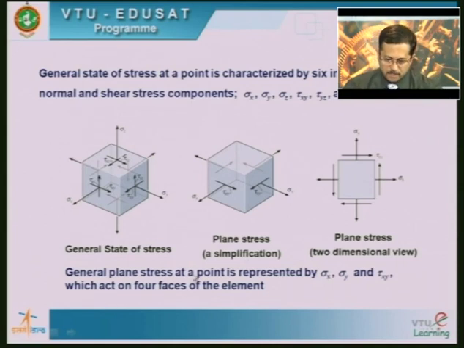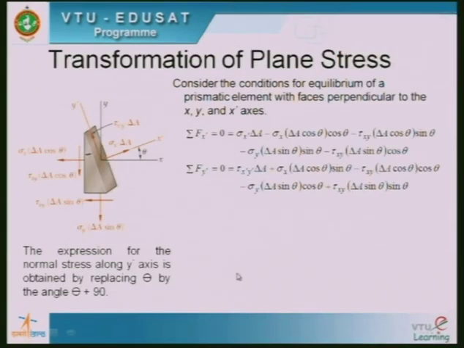General plane stress at a point is represented by sigma x, sigma y and tau xy, which is indicated in this diagram, and acts on 4 faces of the element. These are the 4 faces as indicated in this diagram. Now let's see, when we consider this general plane stress problem, how to determine the normal stress and the shearing stress on a plane which is inclined to the vertical by an angle theta. For this I would also like to use the blackboard to obtain the normal stress on this axis. So let's see what happens here.